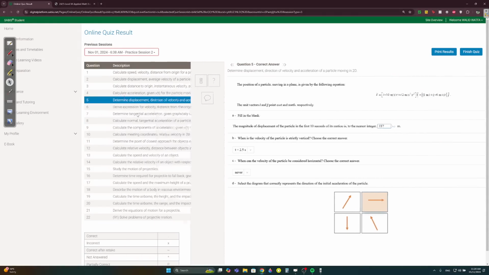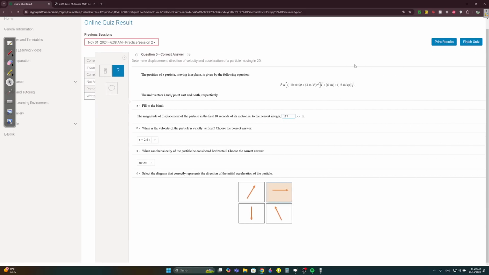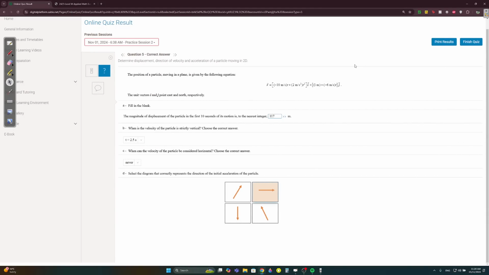Question 5. Is this the long quiz? Oh, no, it's not. Okay, 22. The other one I think is 28. The position of a particle moving in a plane is given by the following equation. Okay, whatever. The magnitude of displacement in the first 10 seconds of motion. So, they want the displacement in the first 10 seconds. So, between 0 and 10.